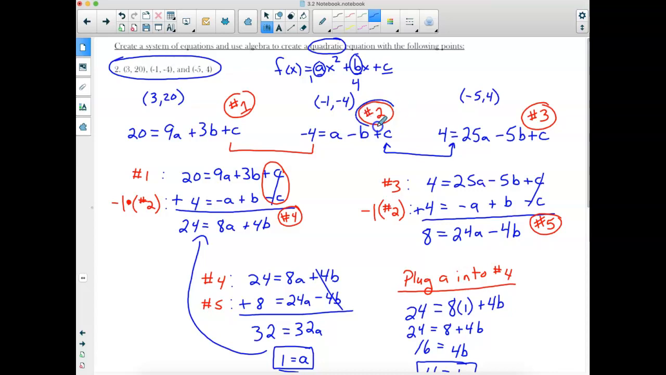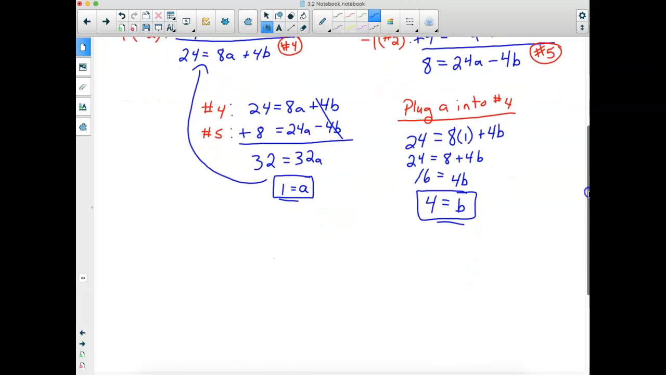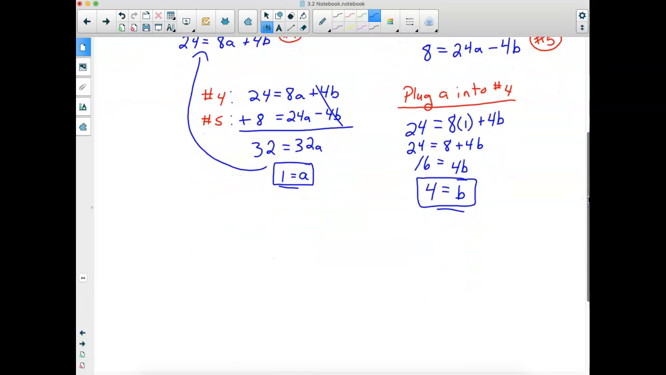I think number 2 is the easiest one to work with because it has the smallest numbers in it. So now I'm going to come back down to the bottom and plug A and B into number 2. So what I have is -4 equals A minus B plus C. That's my equation number 2 here, okay?